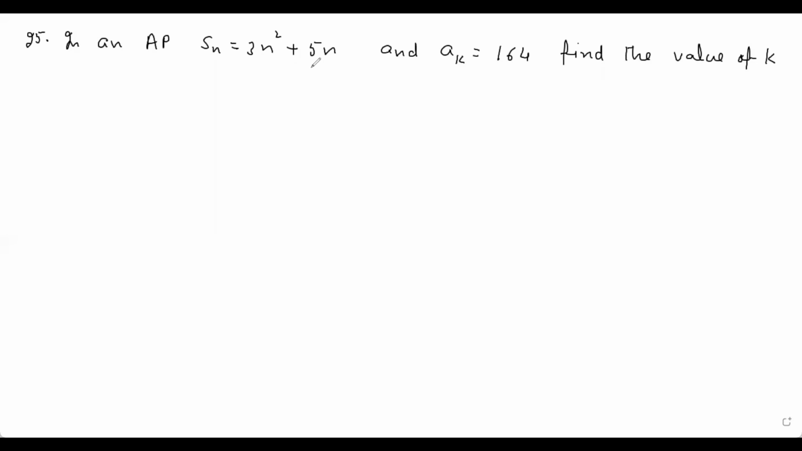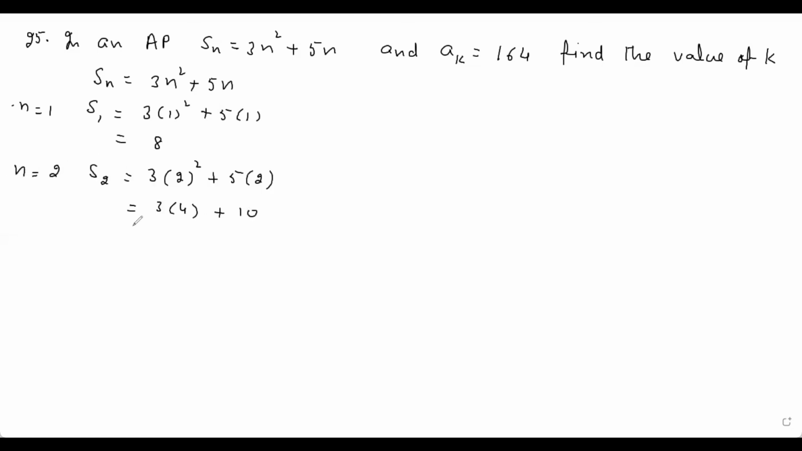Now 25th question is, in an AP, Sn is equal to 3n square plus 5n and AK is 164. Find the value of K. Now Sn is 3n square plus 5n. Substitute n is equal to 1. S1 is equal to 8. Now substitute n is equal to 2. S2 is equal to 22. Substitute n is equal to 3. S3 is equal to 3 square plus 5 into 3. That is 27 plus 15. This is equal to 42.